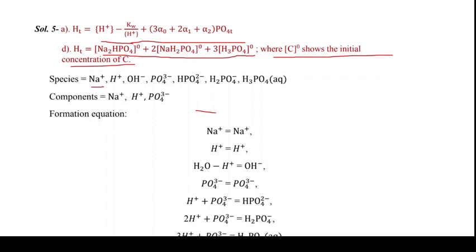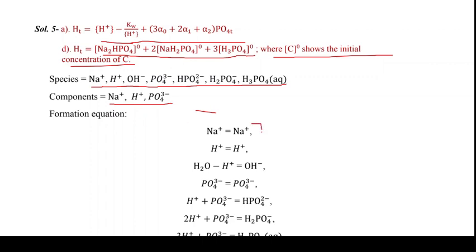These are sodium ion, hydrogen ion, hydroxide ion, phosphate ion, HPO4 2 negative, H2PO4 negative, H3PO4 in aqueous solution. So what are the components that are required to prepare these species? These are Na plus, H plus and PO4 3 negative.